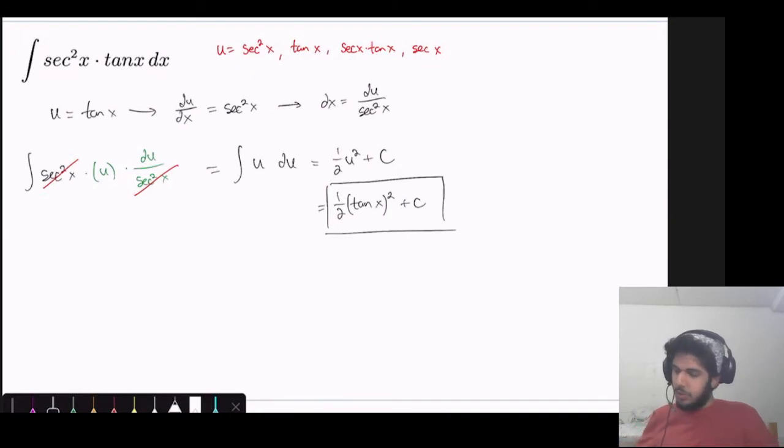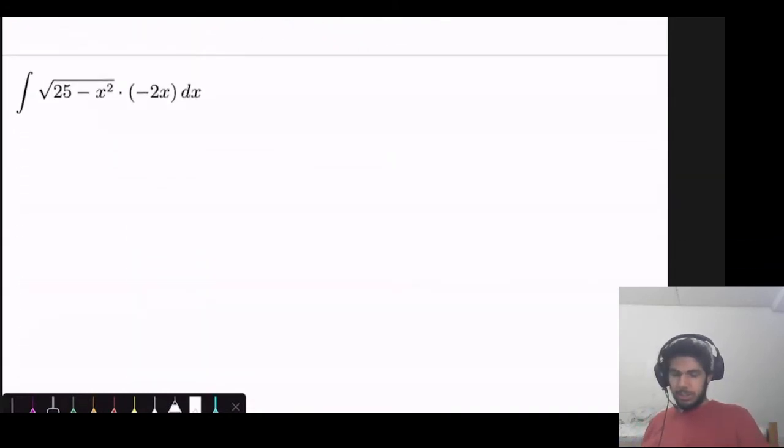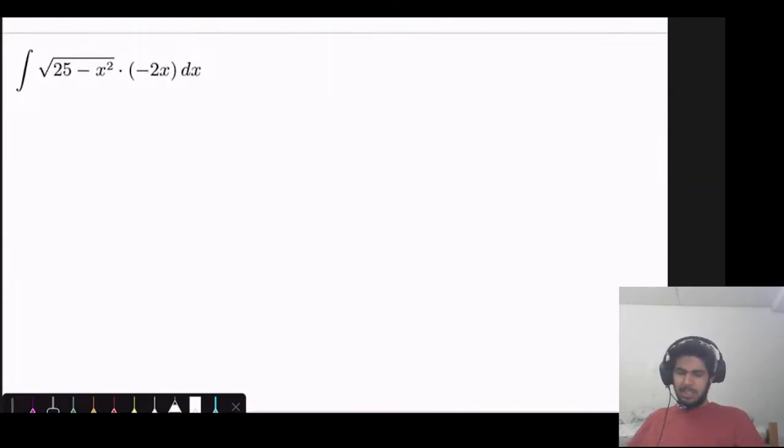So yeah, that's another one. Let's try this. Another square root.